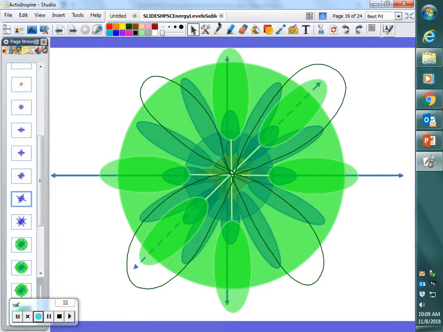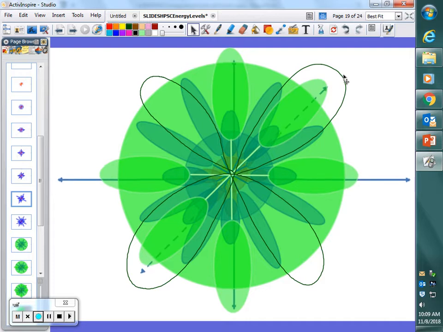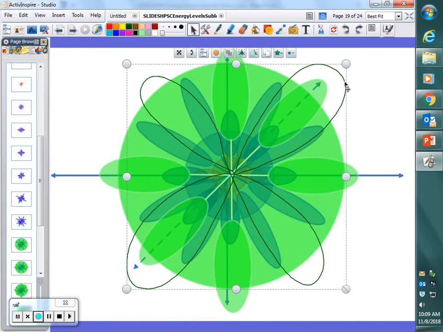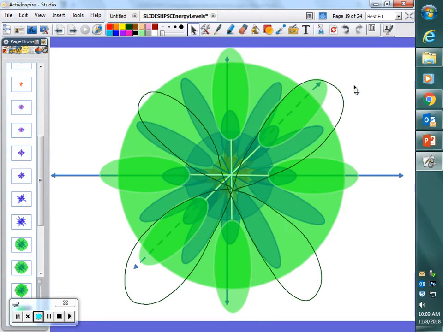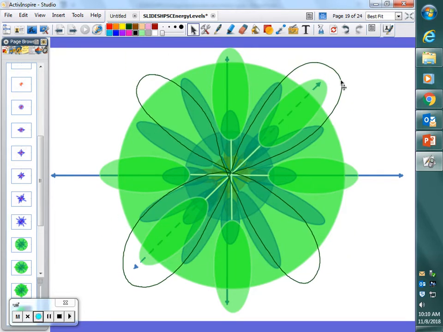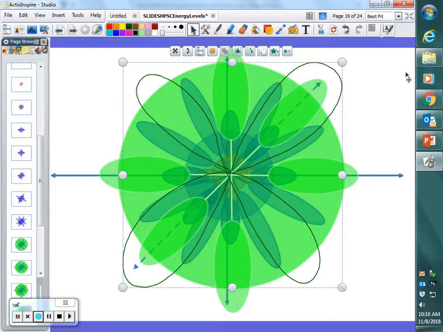This one, I decided not to fill them in. There's my dragonfly shape. But notice, color, still green. Even though it's just a green outline, it's still green. Butterfly or dragonfly shape. And how far out does that dragonfly shape go compared to the hourglasses? Just a little bit farther.